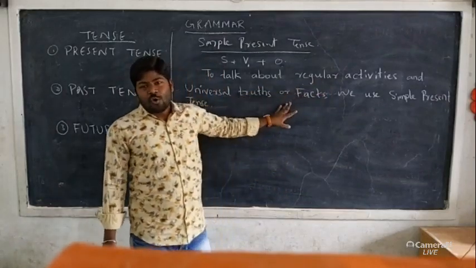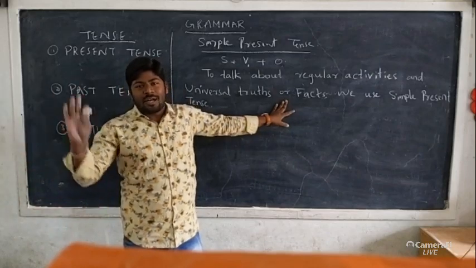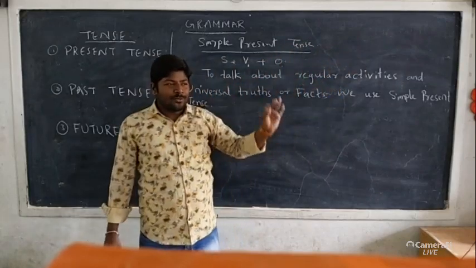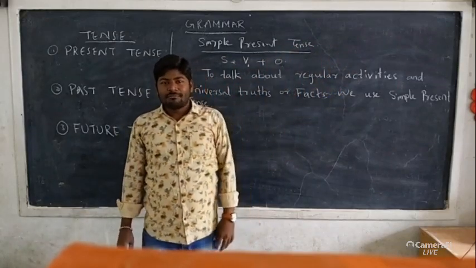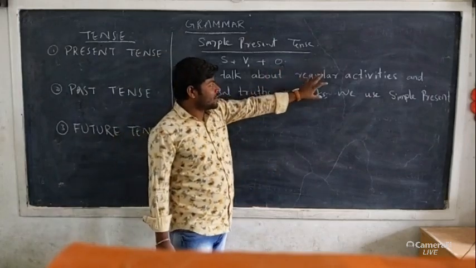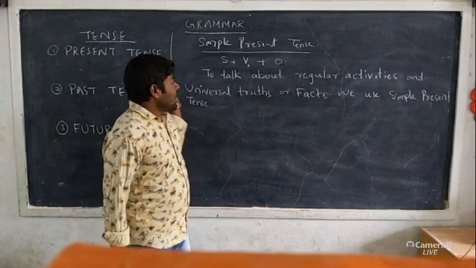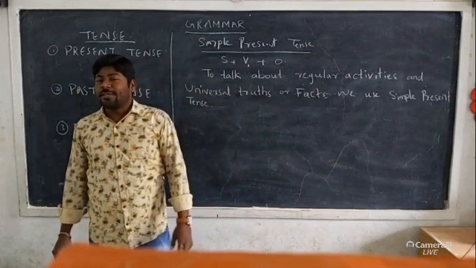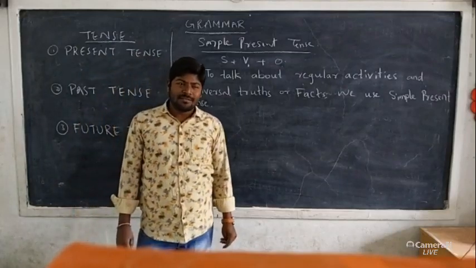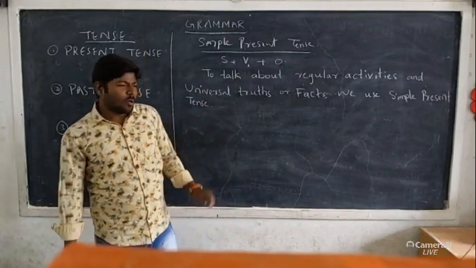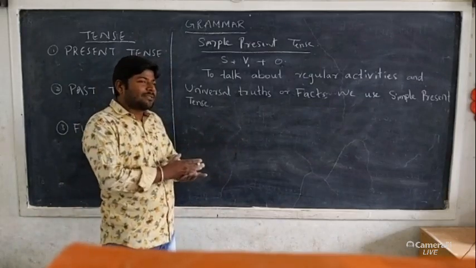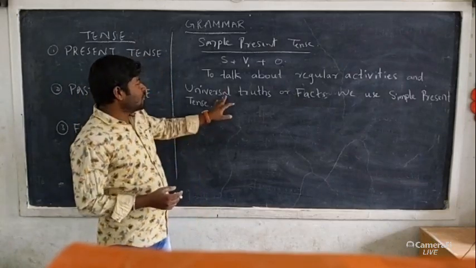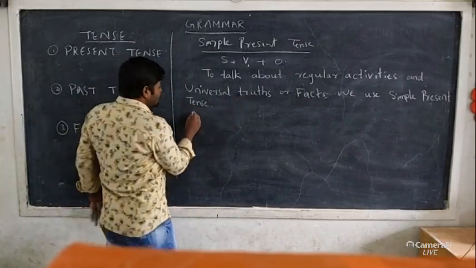So my friend goes to temple on Saturday, every Saturday. Raju eats 4 times a day. These kinds of actions are called regular activities. Universal truths are facts. The sun rises in the east, the sun sets in the west, the earth moves around the sun. Whatever action is positively believed throughout the universe, by all the people, that is nothing but a universal truth. Okay, let us learn the examples.